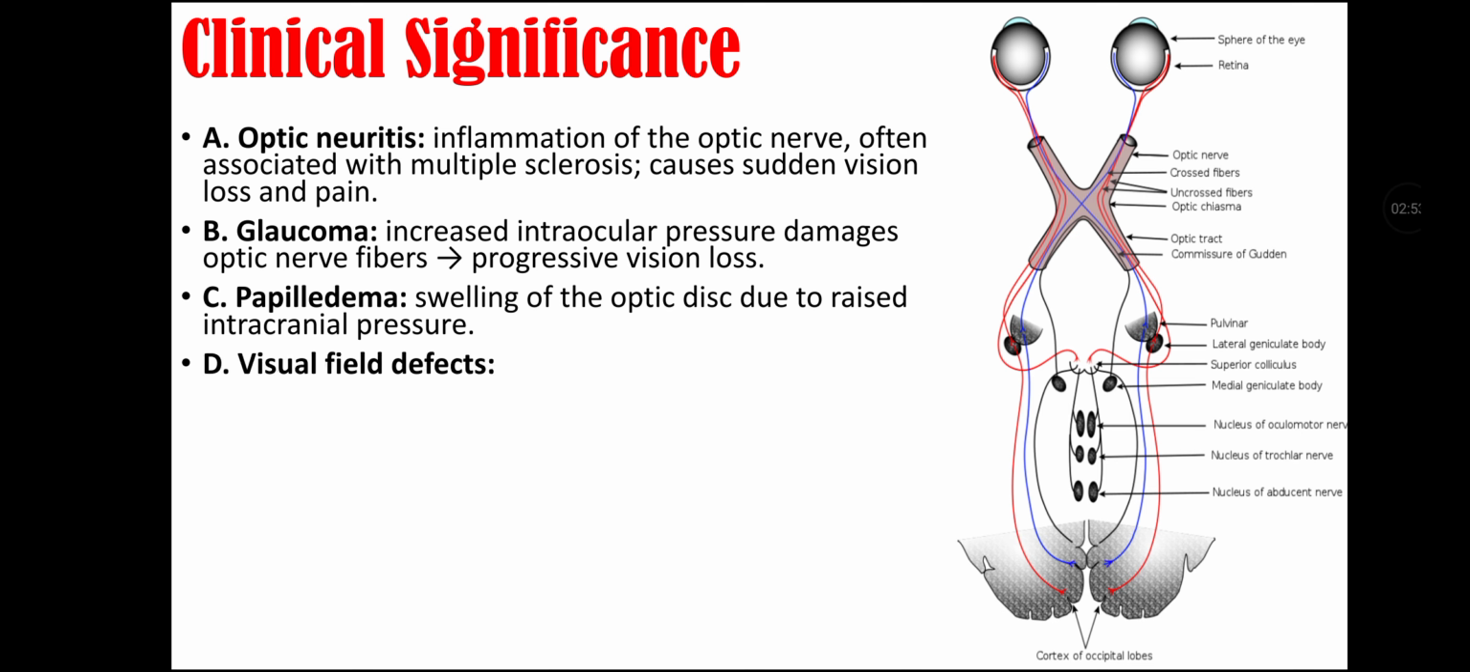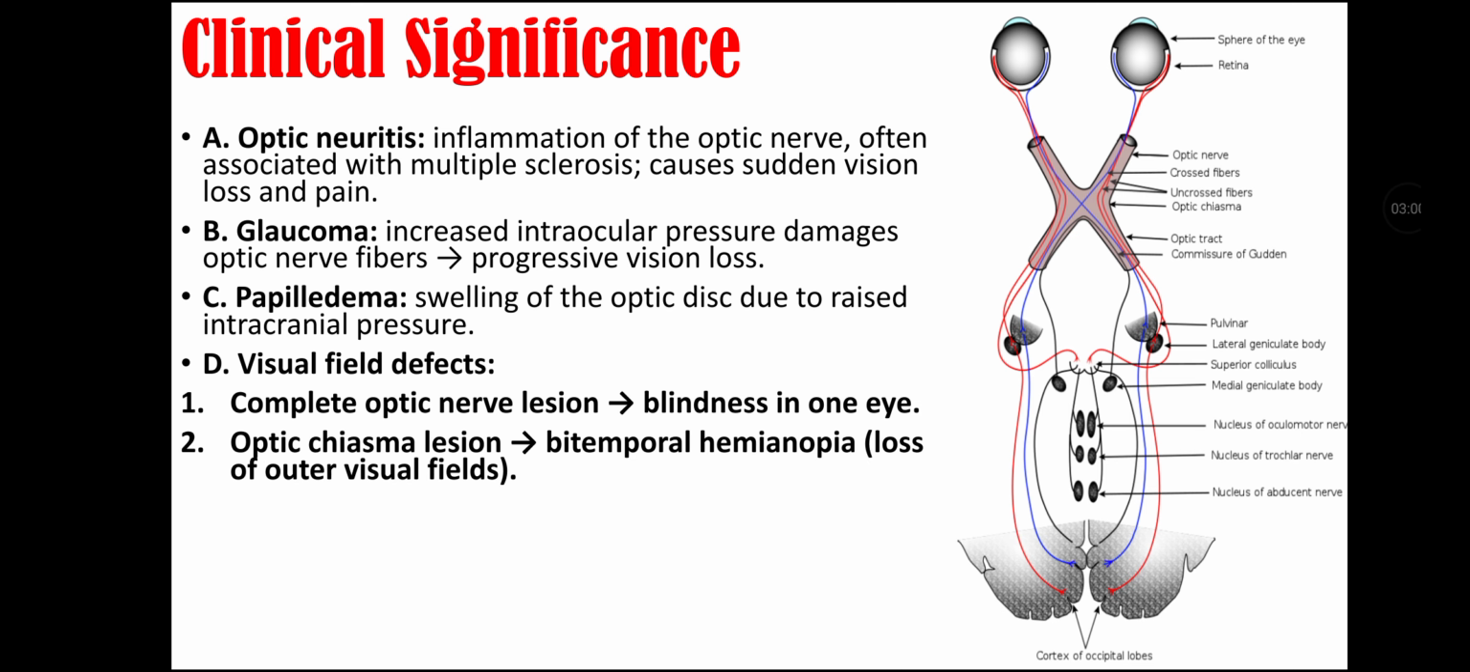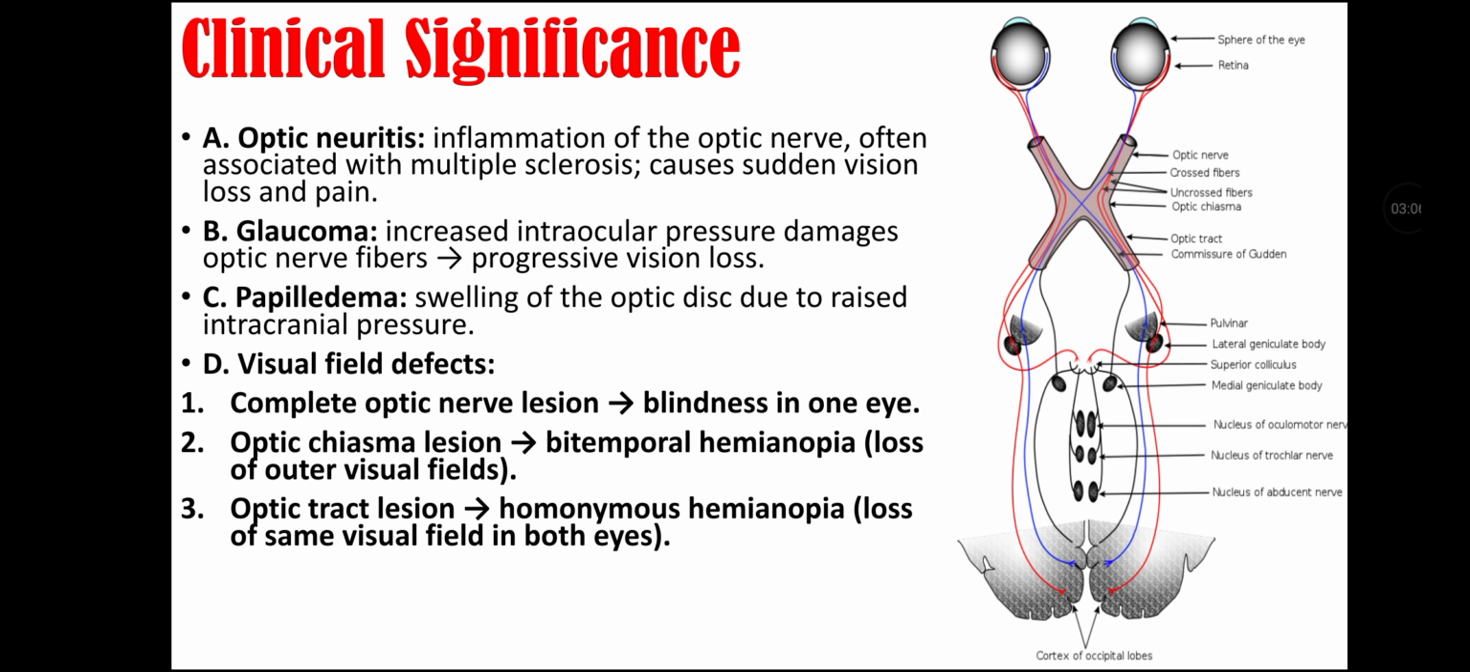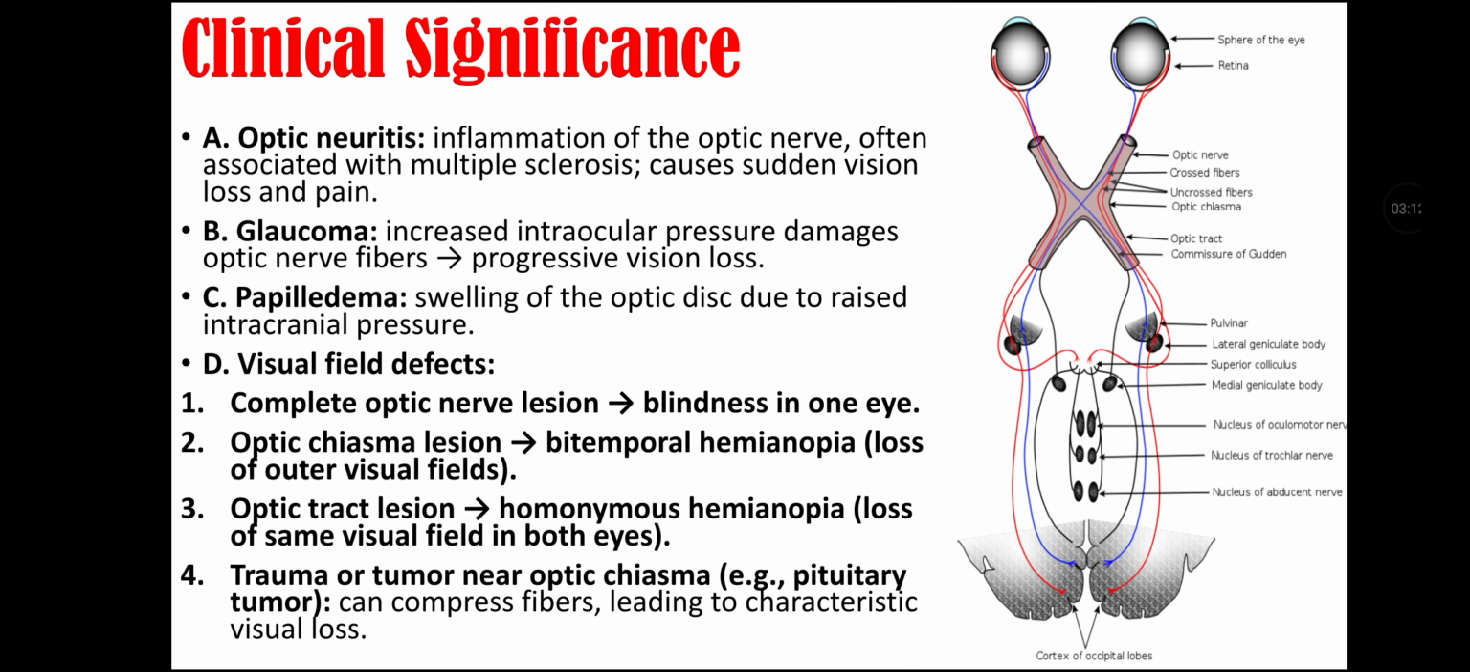Fourth is visual field defects, which include a complete optic nerve lesion that causes blindness in one eye, an optic chiasma lesion that causes bitemporal hemianopia, that is loss of the outer visual field, and an optic tract lesion that causes homonymous hemianopia, that is loss of the same visual field in both eyes. Trauma or tumor near the optic chiasma, like in the case of a pituitary tumor, can compress fibers and lead to characteristic visual loss.